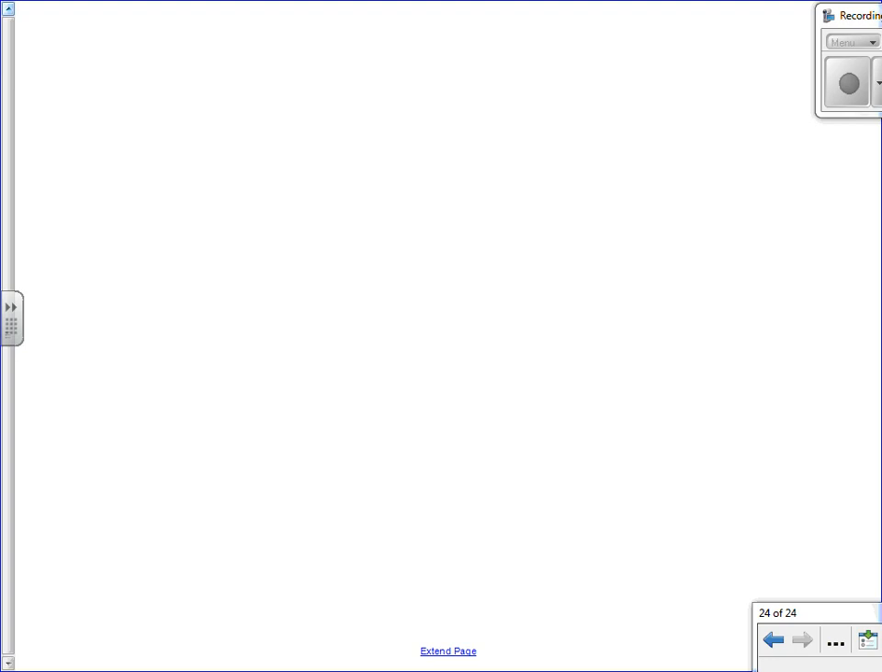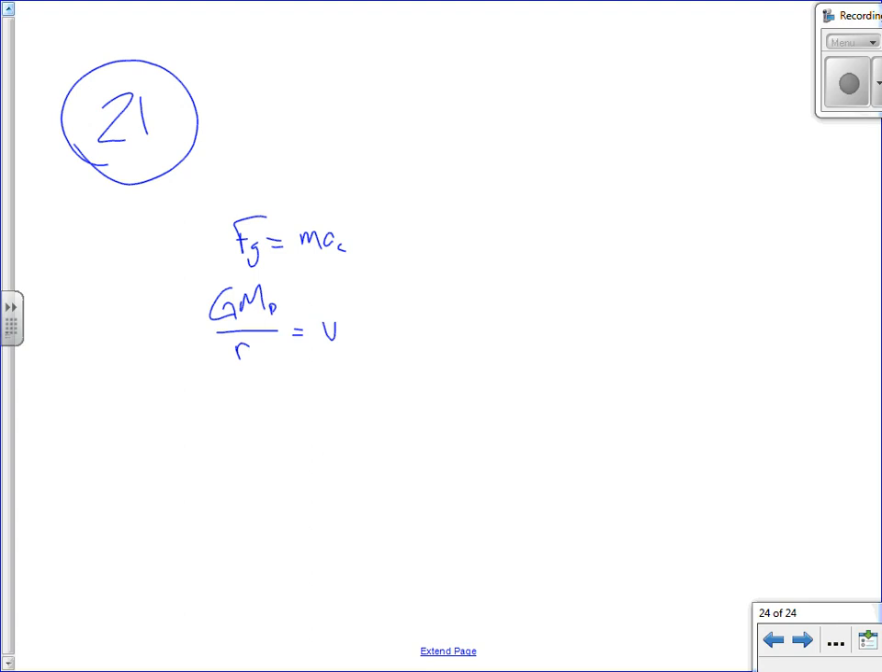21. A satellite orbiting around the Earth at a radius 2r from the center. What's the magnitude of the velocity it's traveling at? Well, let's see. That's going to be Fg. Get sick of this yet? Is ma c. G mass of the planet over r is v squared. I'm skipping steps. But it's really 2r. Yeah, that's it. Right? Okay.